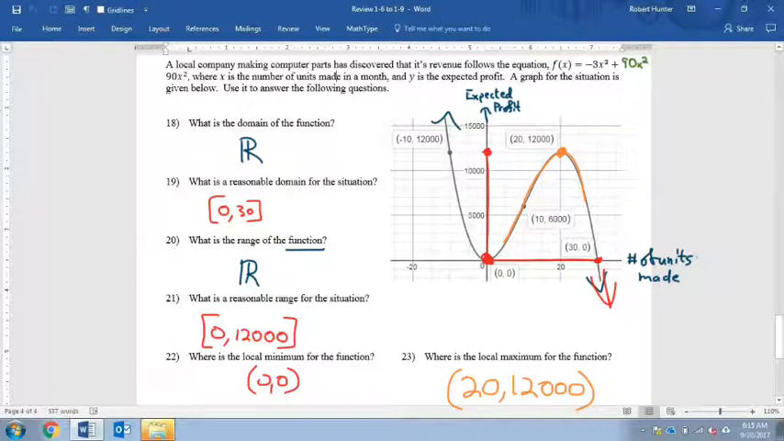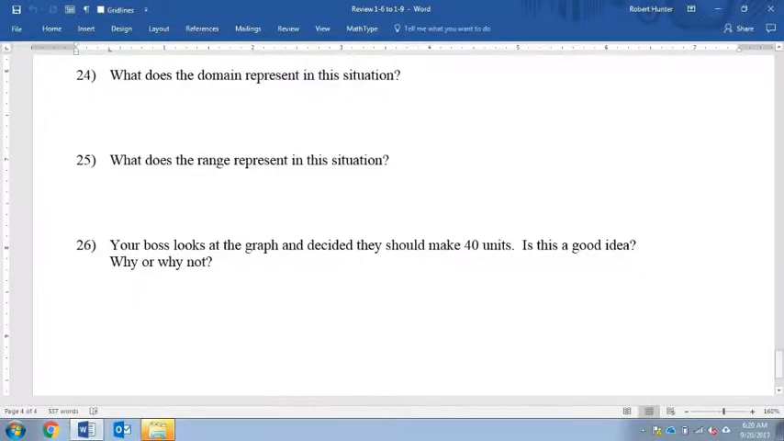Okay. I'm going to pause and scoot down real quick. Alright, 24, what does the domain represent in this situation? Okay, if you look back on your x-axis, you remember you labeled your domain, your x values, domain is x, as the number of units made. So the domain represents the number of units you make.